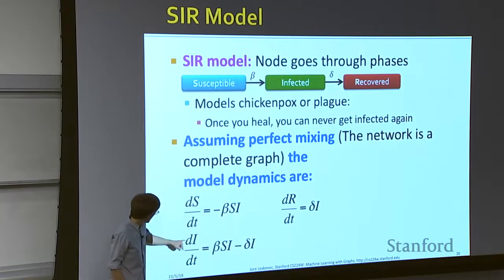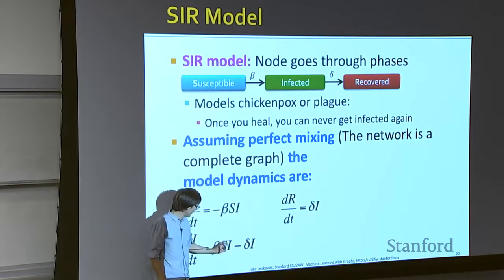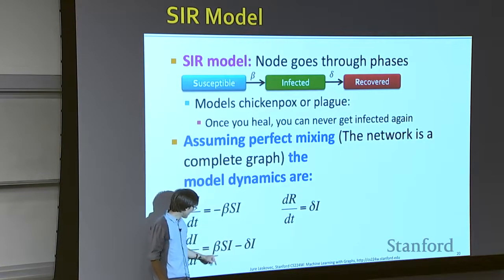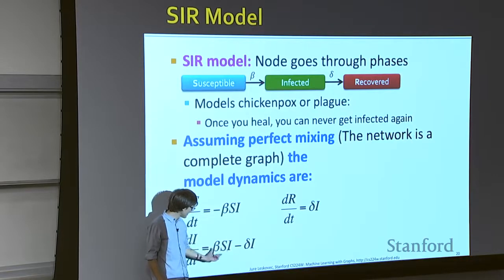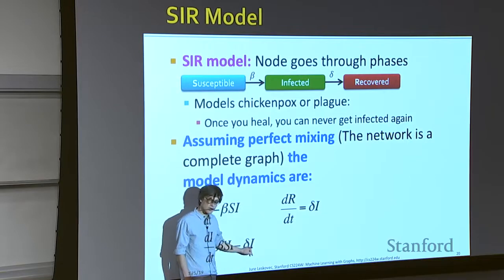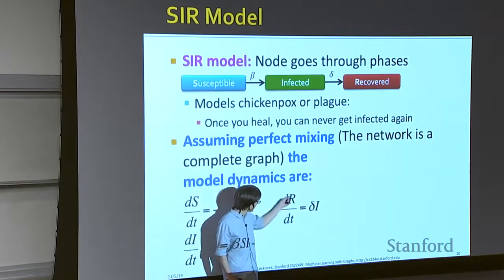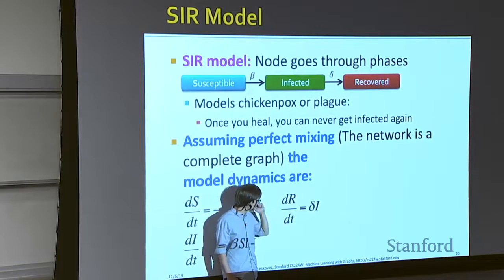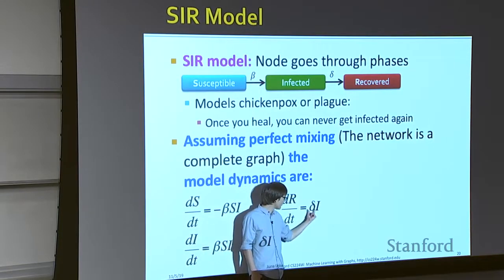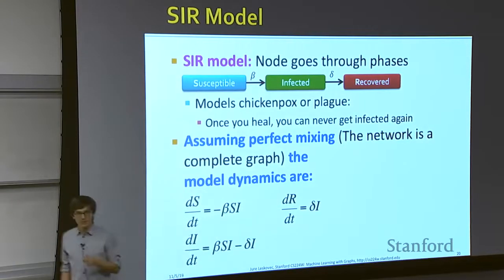Then you say, the infected people, how is their rate changing? Their rate is increasing because the susceptible people can get infected with the rate beta, but then the infected people are also getting cured, or removed, recovered at the rate delta, which is here. I have how the recovered people are growing, with the rate delta, because these infected guys can become cured.